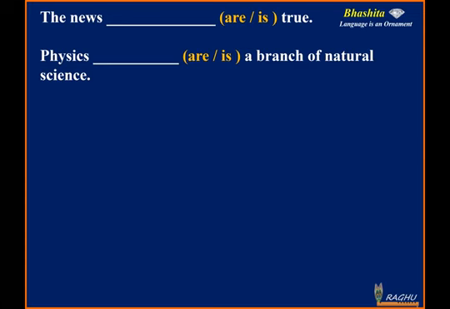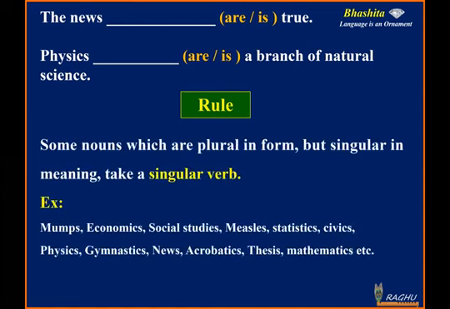As you know very well, if you know the rule, it becomes very easy for us to answer these two statements. Let us know the rule. Some nouns which are plural in form but singular in meaning always take a singular verb. Let me explain that. Some nouns in the English language look like plurals in form, but they are not plurals, they are singular in meaning. As they are singular, they always take a singular verb.